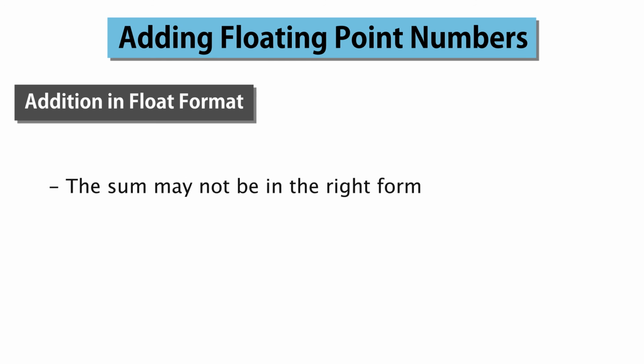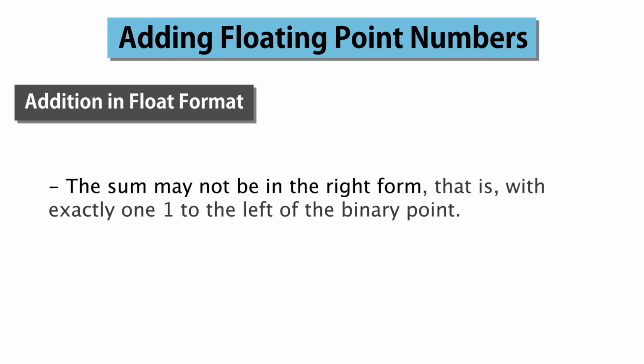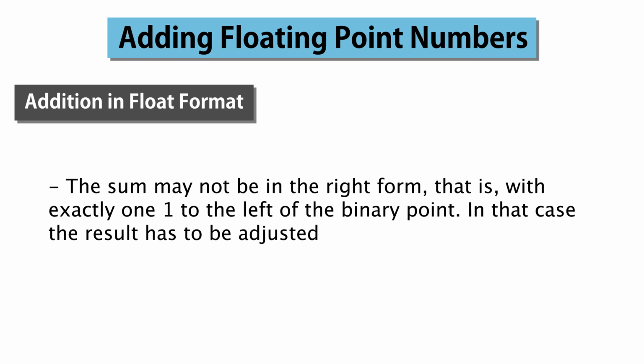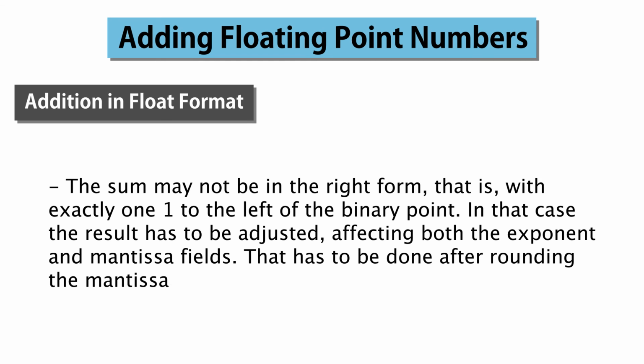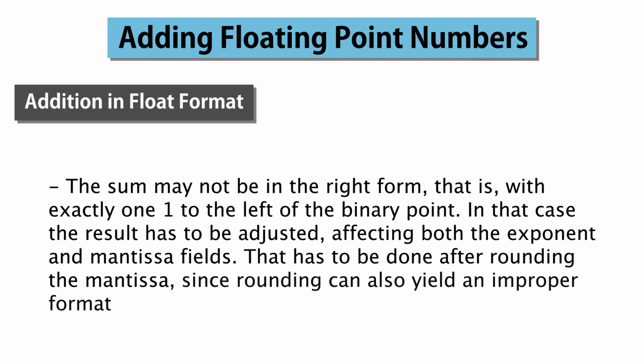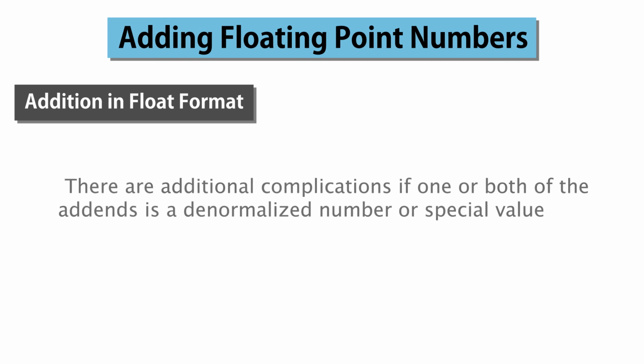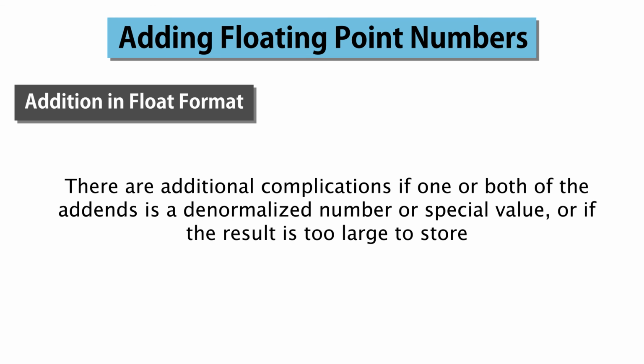Also, the sum likely will not be in the right form for a float, that is, with exactly 1 to the left of the binary point. In that case, the result has to be adjusted, affecting both the exponent and mantissa fields. This has to be done after rounding the mantissa, since rounding can also yield an improper format. There are additional complications if one or both of the add-ins is a denormalized number or special value, or if the result is too large to store.